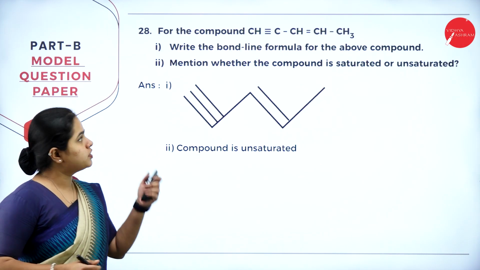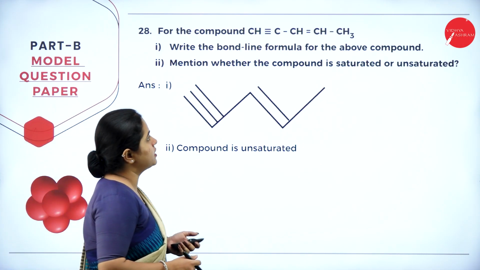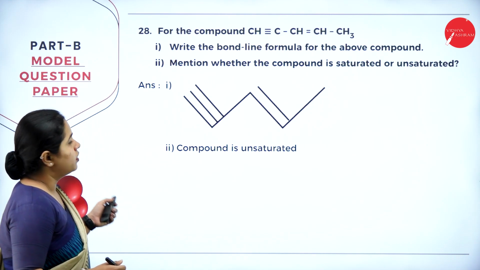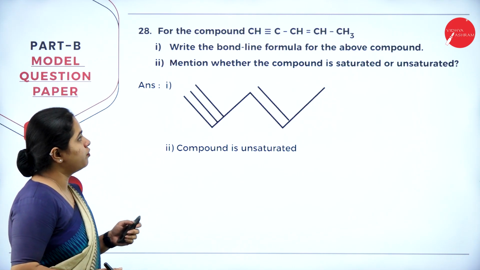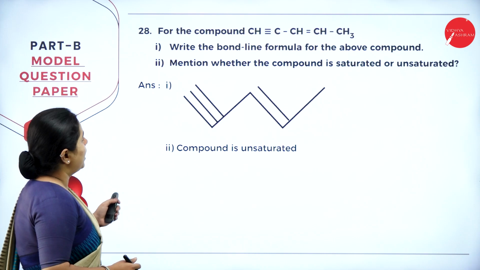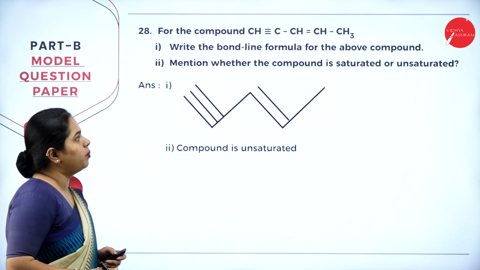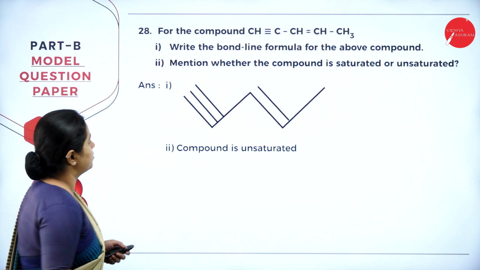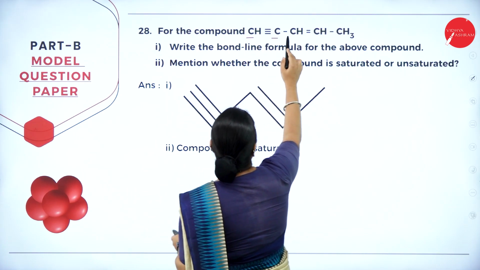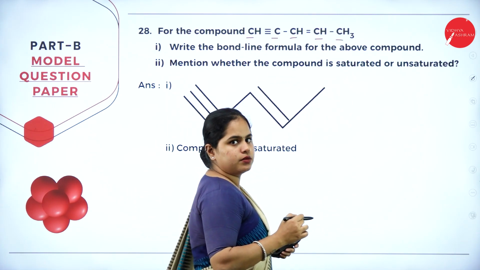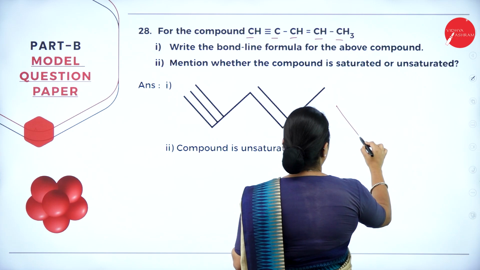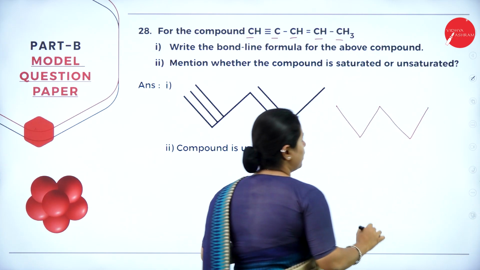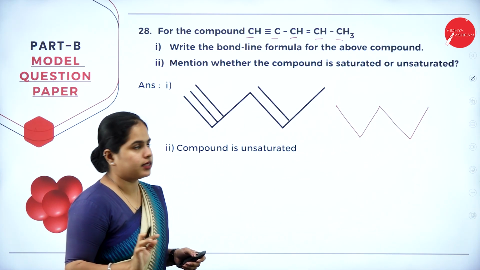So the next question is for the compound CH triple bond C, CH double bond CH, CH3. First part is write the bond line formula for the above compound. And the second question is mention whether the compound is saturated or unsaturated. So as you can see, 1, 2, 3, 4, 5, 5 carbon atoms are there. So 5 carbon atoms you have to draw like this, right?